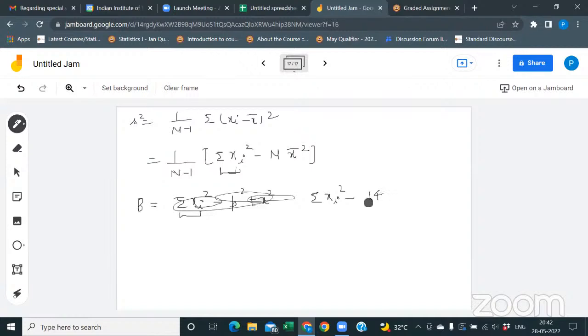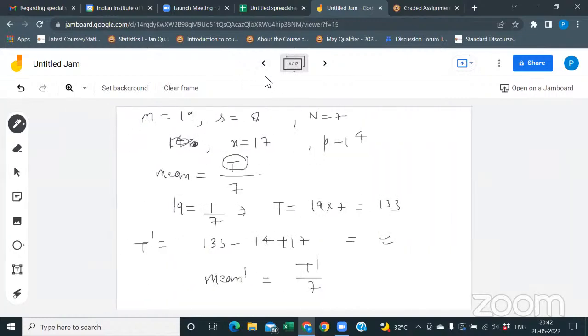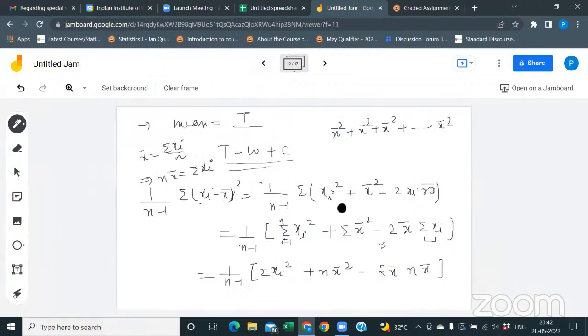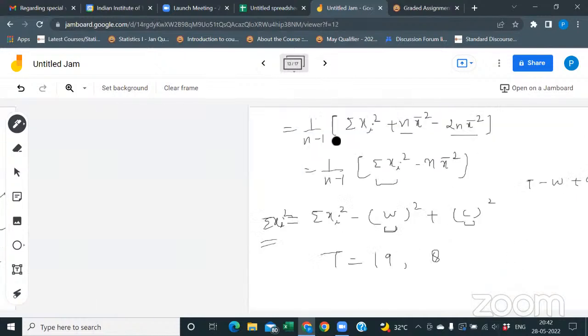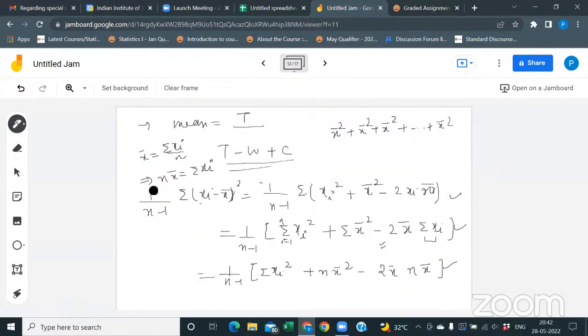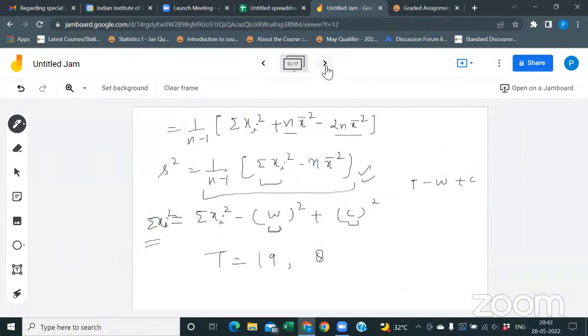Can you extend the second step, please? I didn't get that. See, this is the expansion of this formula. From here I have explained the formula. This one, this one, this one, and after that you will get this formula. Okay, you can take a screenshot here. Okay, thank you, sir.